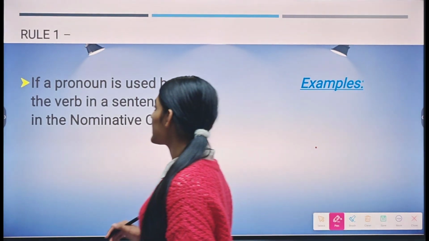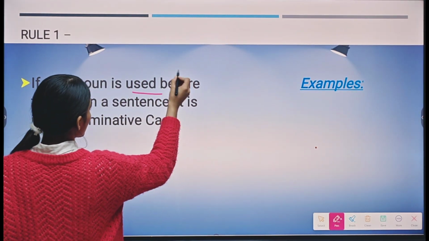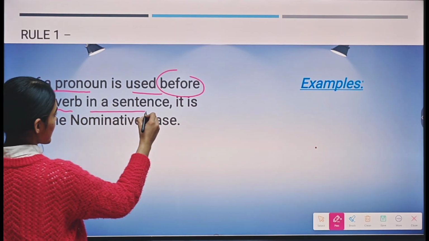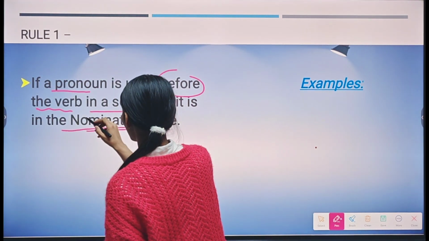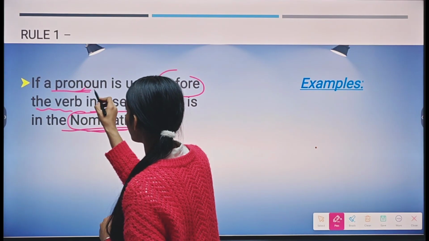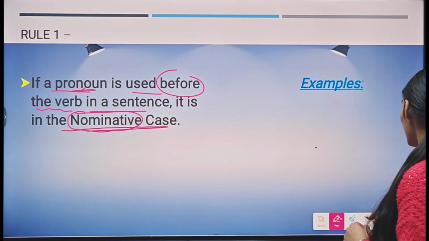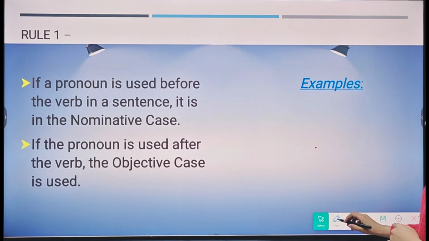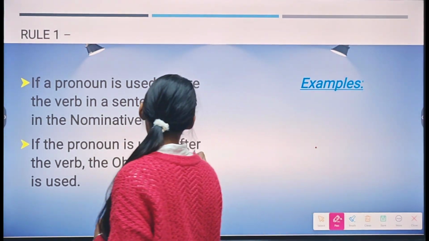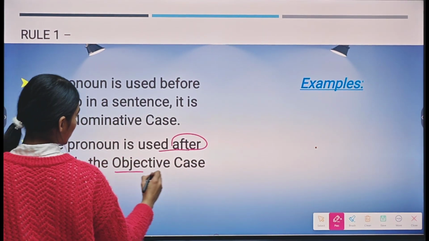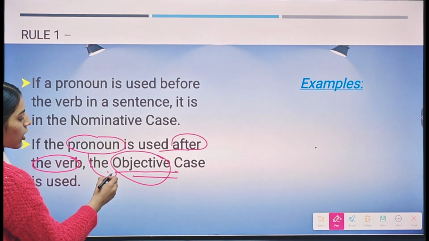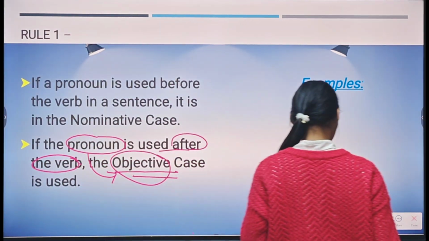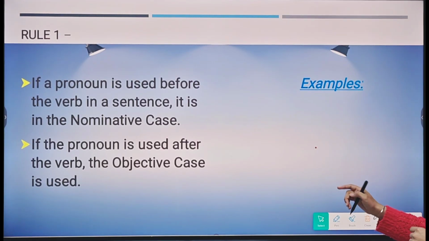Rule number 1 says, if a pronoun is used before the verb in a sentence, then it is the nominative case. Here the pronoun will behave as subject. And if the pronoun is used after the verb in the sentence, then it will behave as objective case. Objective case means the pronoun will behave as object, and hence we have objective case for that. Now let's see the examples that we have.